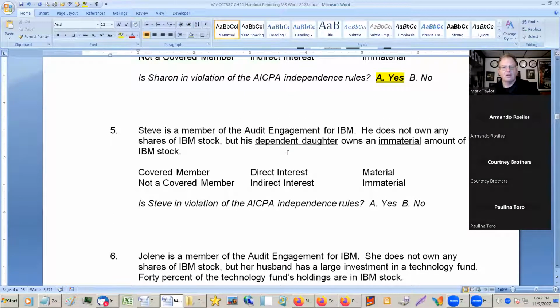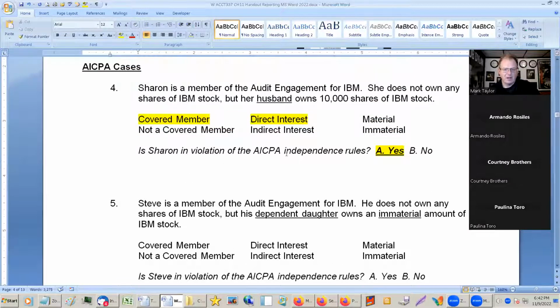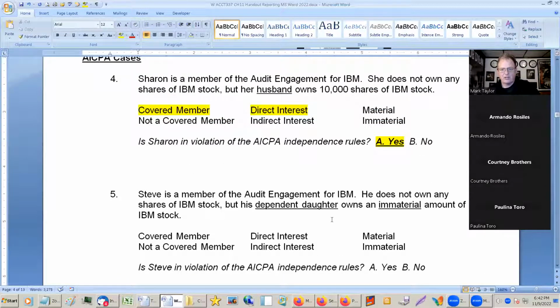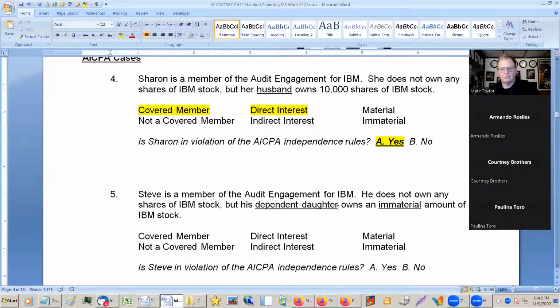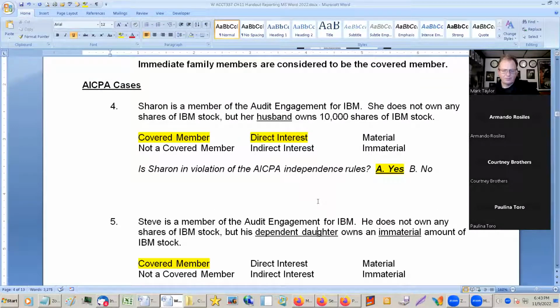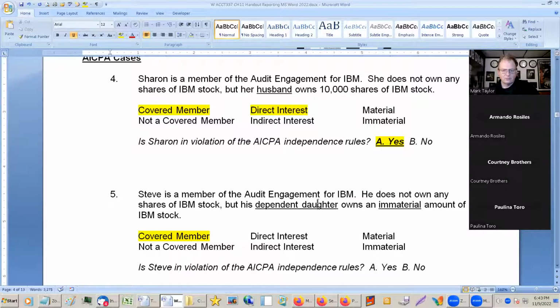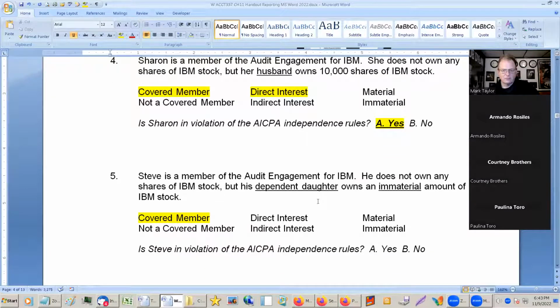Okay. Steve is a member of the audit engagement. He does not own any shares of stock, but his dependent daughter, so someone still living at the house, owns an immaterial amount of IBM stock. He's a member of the audit engagement team, so he's a covered member. Dependent child, same as the covered member. Is this direct or indirect? Would it be direct? Yep.